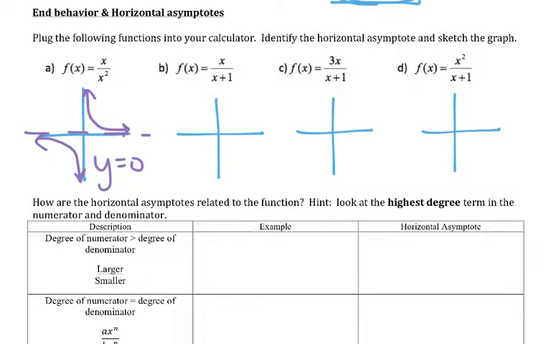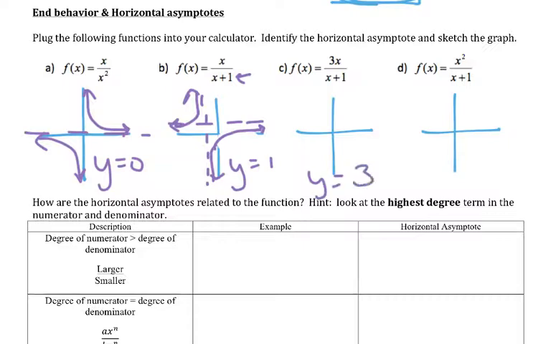In B, looking at the denominator, I can tell that I'm going to have a vertical asymptote at -1. If I plug it into my calculator, it will look like this, with a horizontal asymptote at y equals 1. And actually, I should move this so it gets closer to my asymptote. There we go. All right, if I graphed C, my horizontal asymptote is at 3. And you should actually plug this in your calculator and see what it looks like.